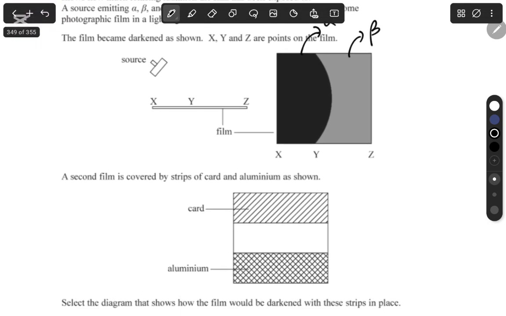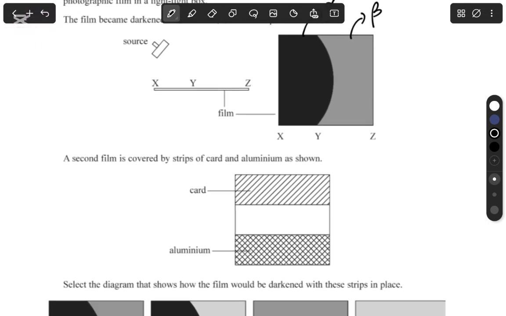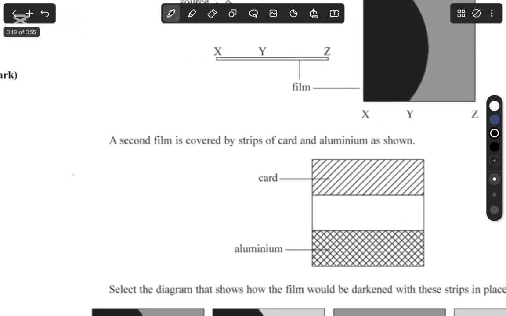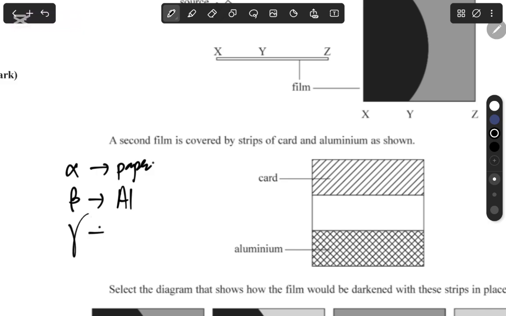Okay. Now it shows us another one, where a second film is covered by strips of card and aluminium. Now let me just write this down here. Remember, alpha particles are blocked by very thin paper. And then your beta particles are blocked by aluminium. And then your gamma will actually pass through everything, but the gamma will be reduced by a few centimetres thick of lead. It has an infinite penetrating ability, so it will always pass through, but you can reduce the radiation of gamma.